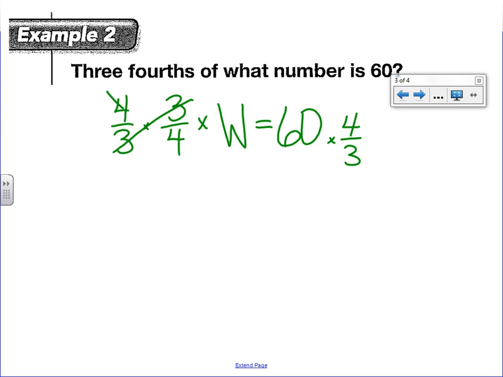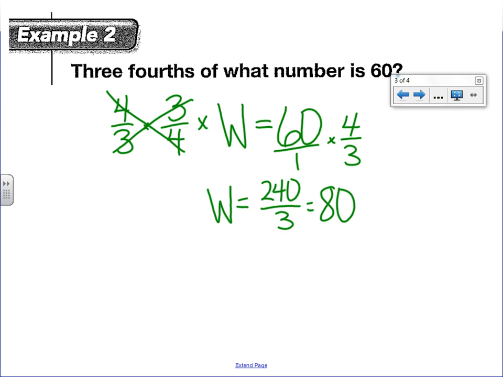3's will cancel, 4's will cancel, which leaves me with W equals, and I can put 60 over 1 to make it a fraction. So 60 times 4 will give us 240. 1 times 3 gives us 3. 240 divided by 3 gives us 80. So 3/4 of 80 is 60. And that's how you find it.